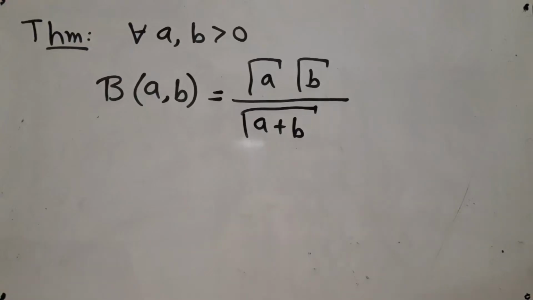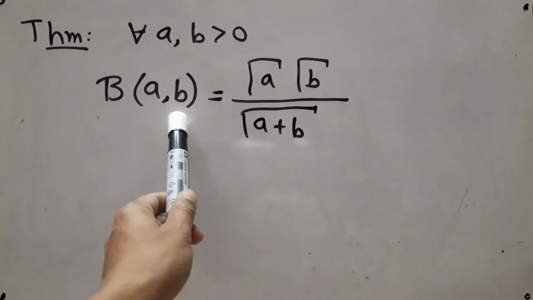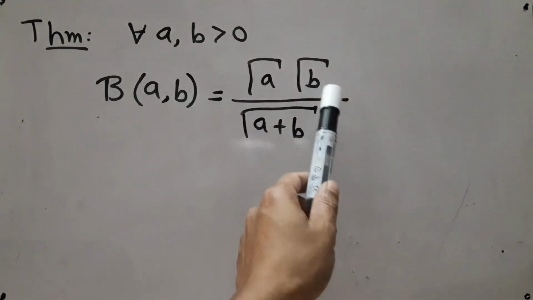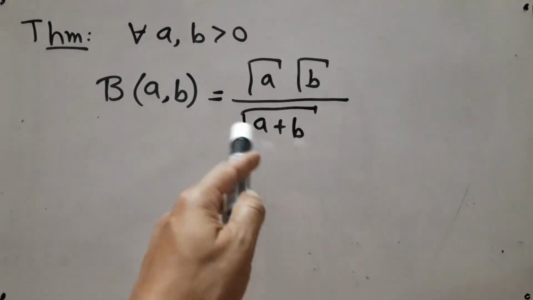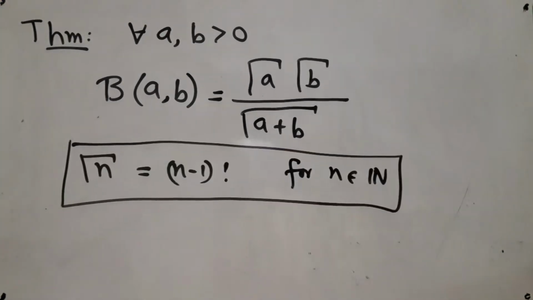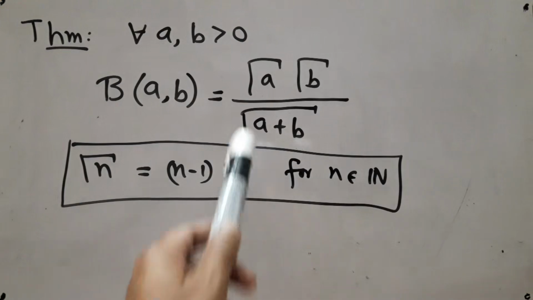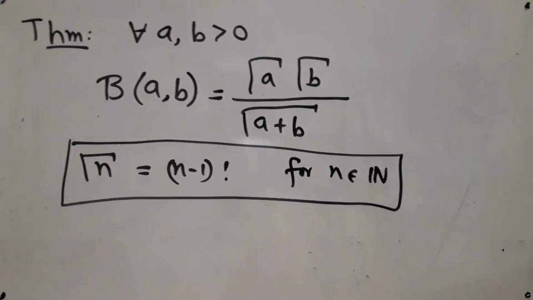The beta function has an important relationship with the gamma function, which is given by this. Beta of a, b is gamma a times gamma b divided by gamma of a plus b. Now, when you remember that the gamma function is connected with the factorial, gamma of n is n minus 1 factorial for any natural number n, you notice that this is much like the choose terms.